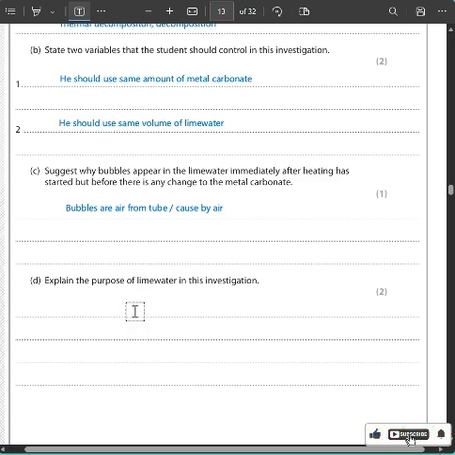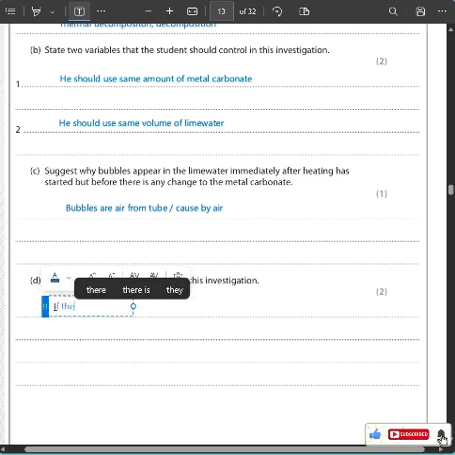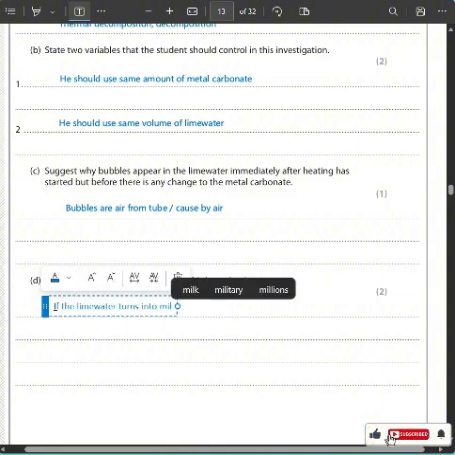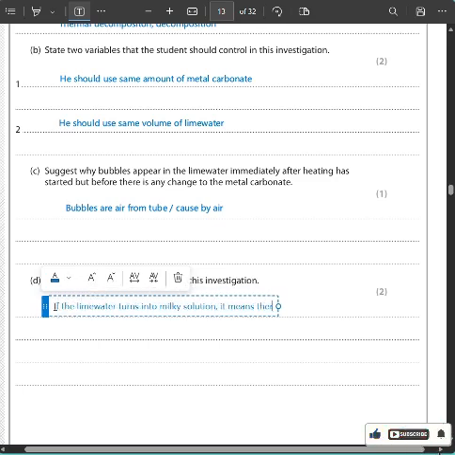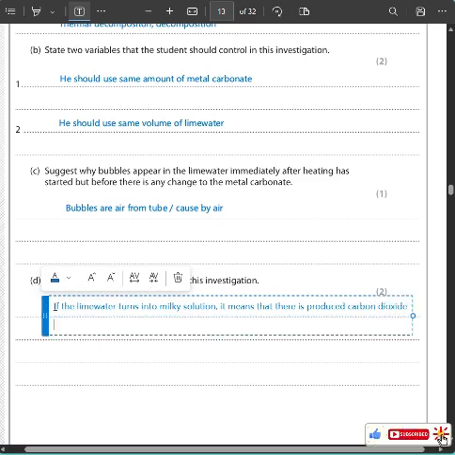Okay, explain the purpose of lime water in this investigation. If the lime water turns into a milky solution, it means that carbon dioxide is produced, and it shows the metal carbonate has reacted or decomposed.